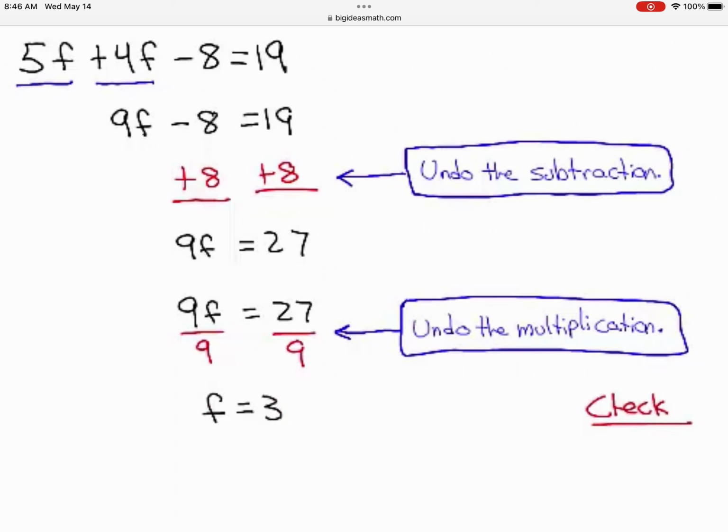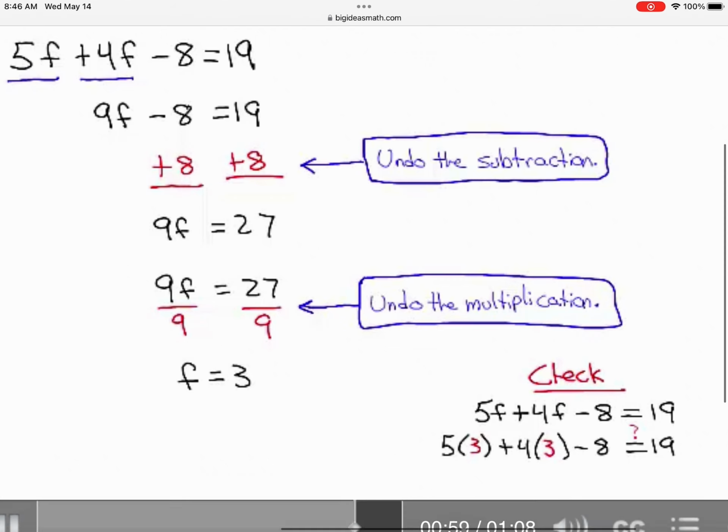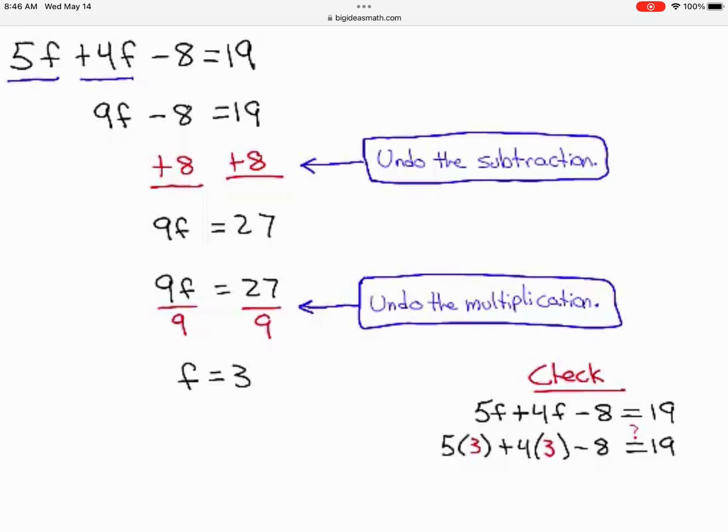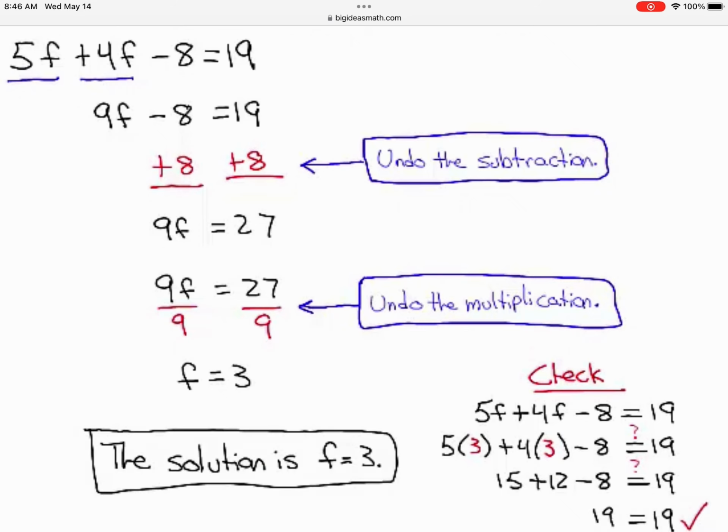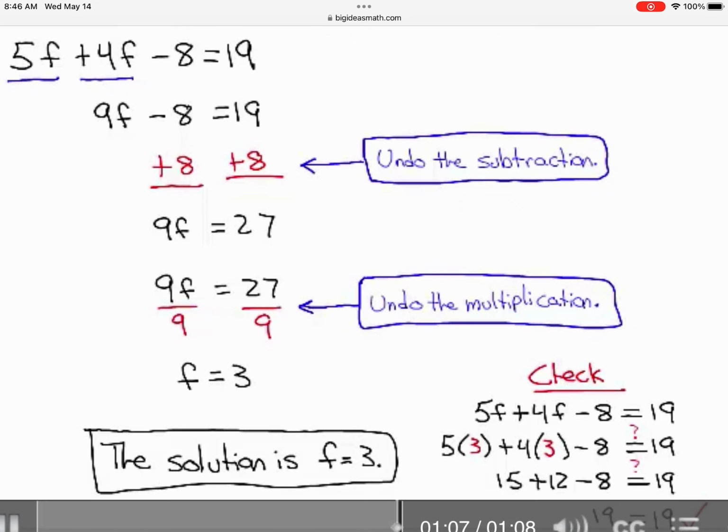Next, check your solution by first writing the equation. 5f plus 4f minus 8 equals 19. Substitute 3 for f to get 5 times 3 plus 4 times 3 minus 8, which simplifies to 15 plus 12 minus 8, or 19. So the solution is f equals 3.